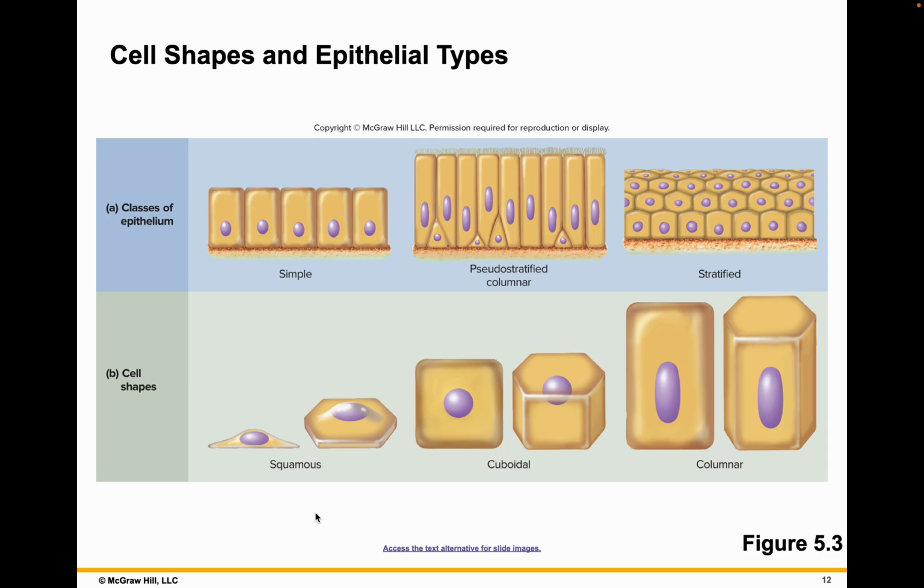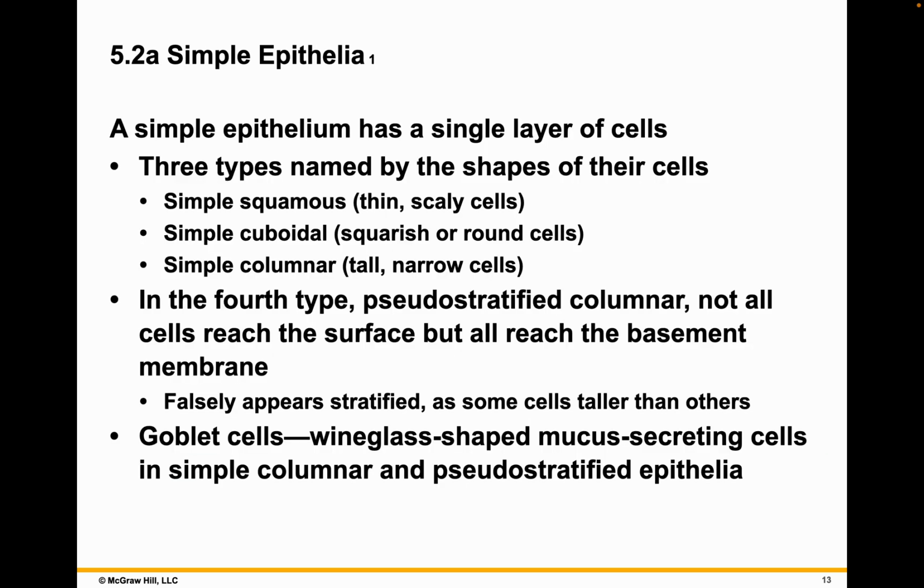We also talk about their shape. Squamous cells are flat, cuboidal cells are roughly the same width as they are height, while columnar cells are taller than they are wide. So again, they're named by the shape. Simple squamous would be thin, scaly cells. Simple cuboidal are squarish, rounded, and simple columnar are tall, narrow.